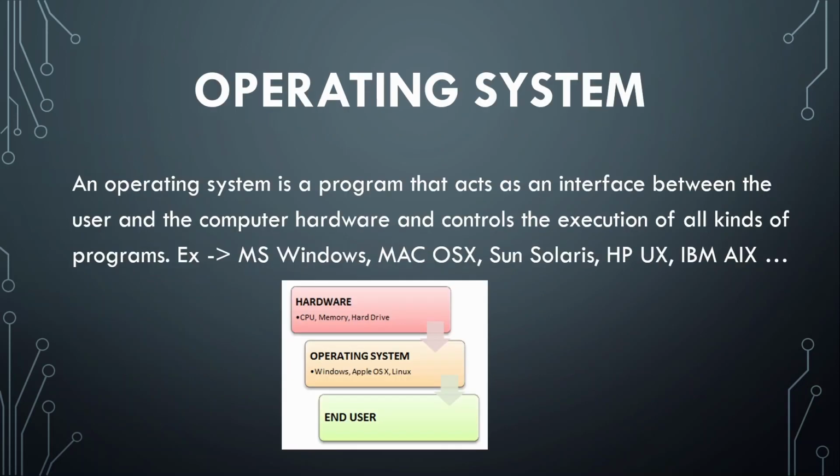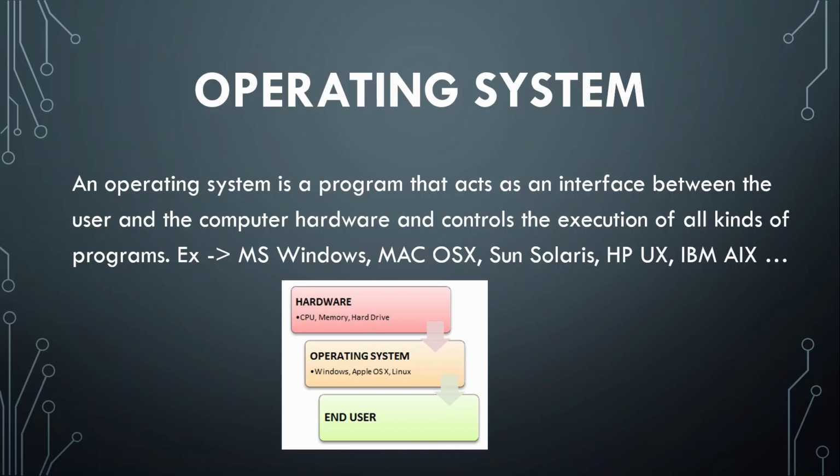Okay, so now we already saw what an operating system is. So you might be knowing, right? Operating system is a program that acts as an interface between the user or the end user and the computer's hardware. Without operating system, a computer is a dumb machine, right? And what does it do? It controls the execution of all kind of program. Absolutely. Without any operating system, you cannot run any application software or programs, right?